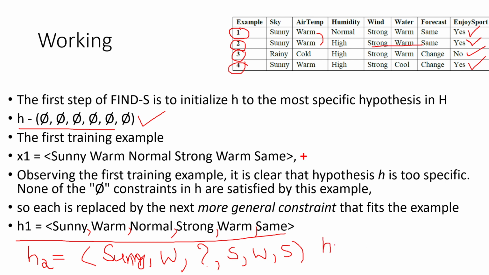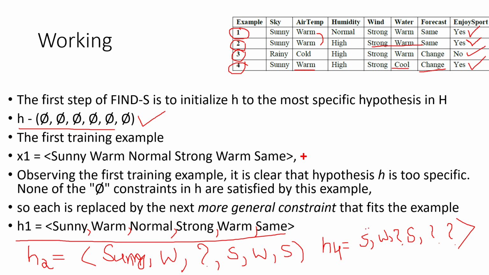So H3 or H4 can be written as H3 equal to H2. H4: the first parameter, there is no change, and the second parameter is also the same, warm. Third parameter, don't care. Fourth parameter, there is no change, strong. See, the parameter changes from warm to cool, so replace it by question mark. And in the last parameter also there is a change from same to change, so replace it by question mark.